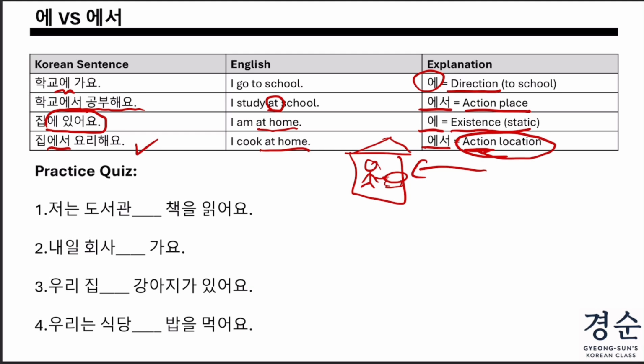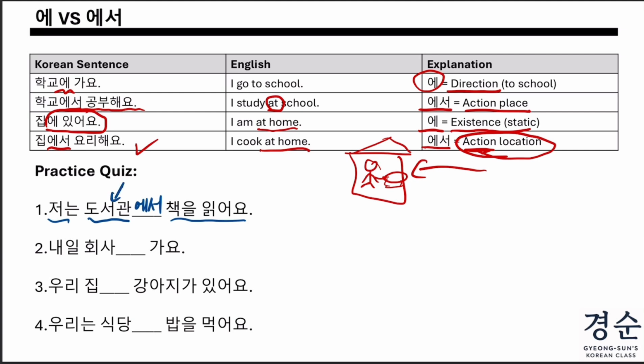For quiz practice, okay, let's do this. Number 1. 저는 도서관 책을 읽어요. Okay? I, 도서관 is library. 책을 읽어요. Read a book. So is it 도서관에 or 도서관에서? Okay? So yes, the answer is 에서. Why? Because the action of reading a book is occurring at the library.